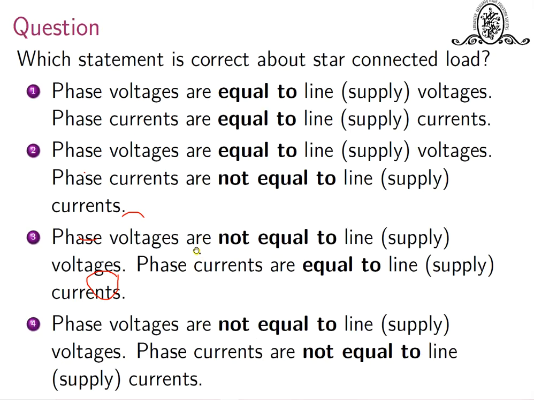How can we draw the phasor diagram? Here is a question for you. Pause this video for some time and find the correct statement about the star connected load. The first statement: phase voltages are equal to line voltages. Phase currents are equal to line currents. Likewise, there are four statements. Read these four statements carefully and answer the question. Pause the video for a while and guess the answer.